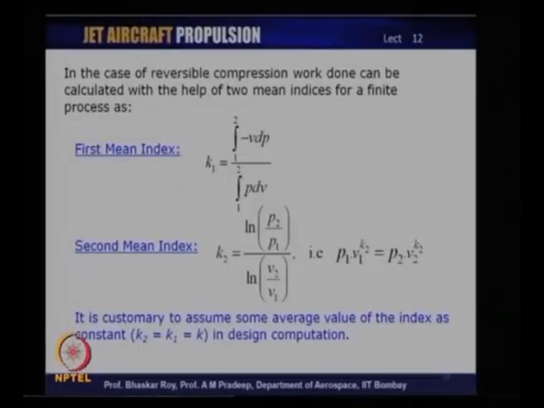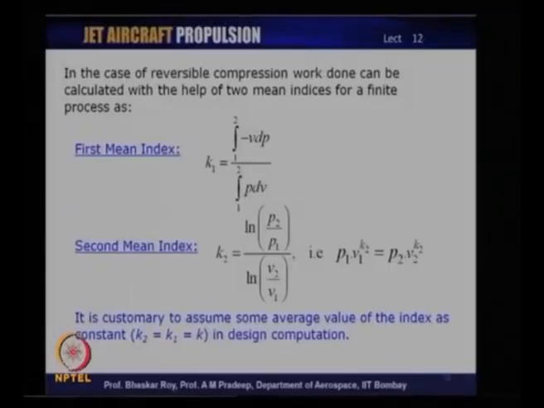In case of isentropic process, it would be P V to the power gamma equal to constant. In our analysis of jet engines, without getting into very minute thermodynamic analysis, it is often customary to assume that the average value of the index as shown above, the two of them are equal to each other, and hence K 2 is equal to K 1 is equal to K in all design computations of a typical jet engine.